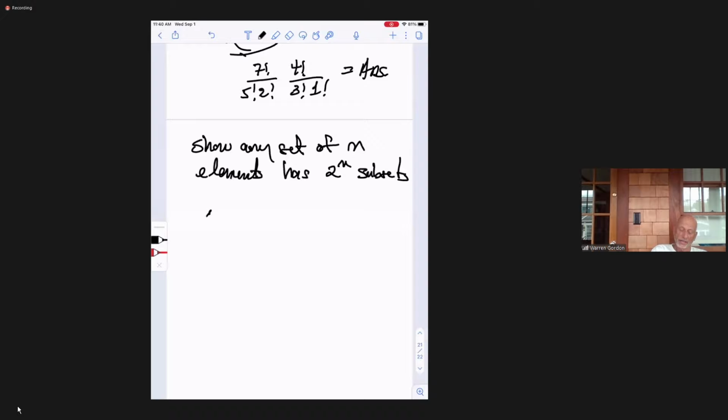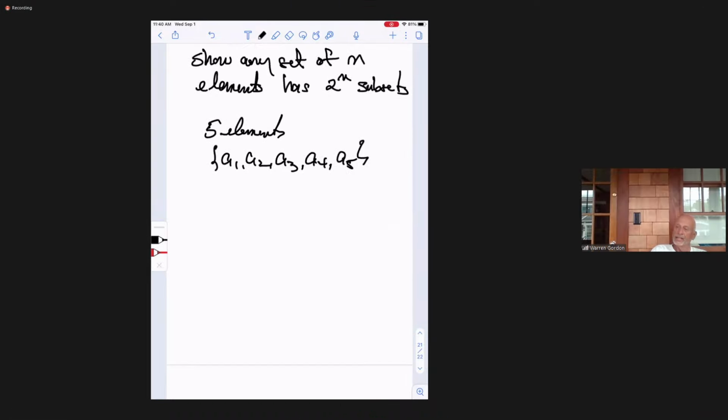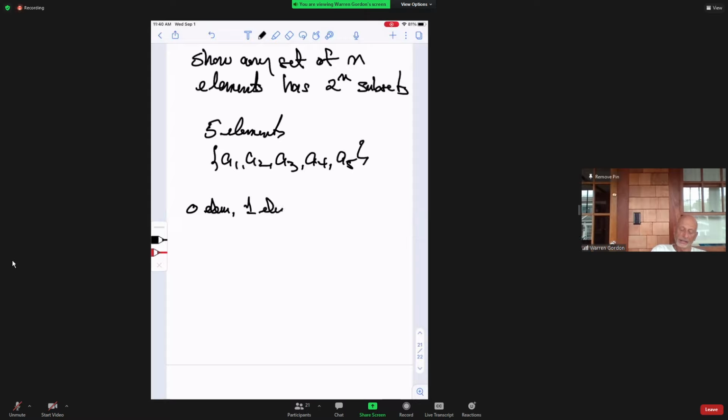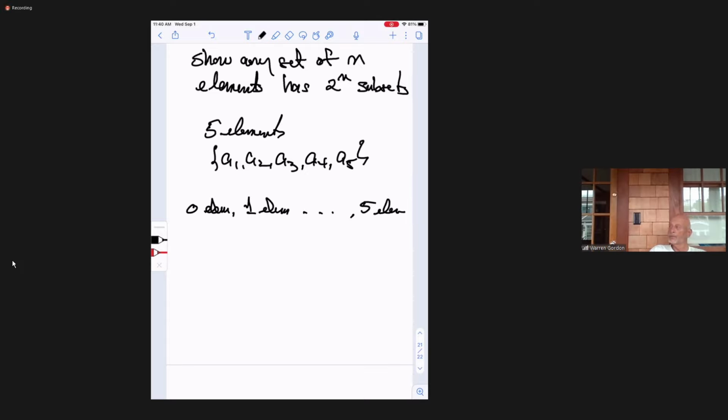Let's suppose I have 5 elements. I want to look at the total number of subsets. Each subset could have no elements, 1 element, up to 5 elements, right? The number of elements in the subset. This, of course, is the empty set, and this, of course, is the full set.